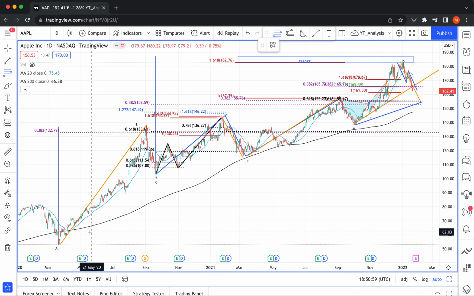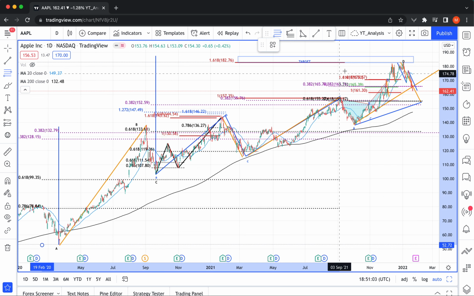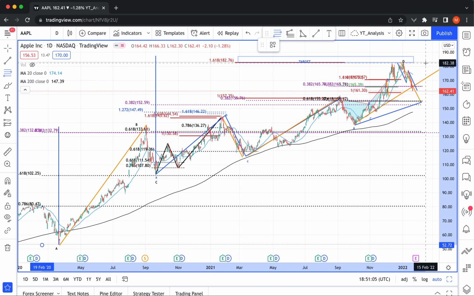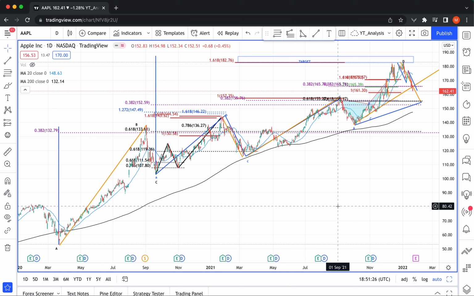Just to get an idea of if that were to unfold, we are looking at a 38.2% retracement coming around $131 per share. So roughly we can say $130 per share, if that were to take place. So that's what we are watching in the Apple stock, and these are the key levels we are looking at.